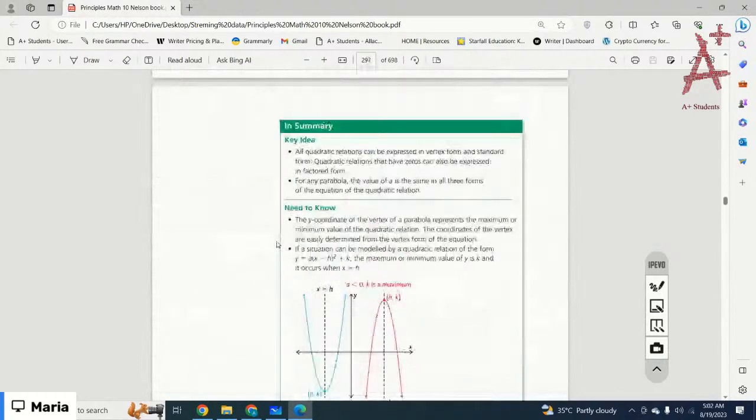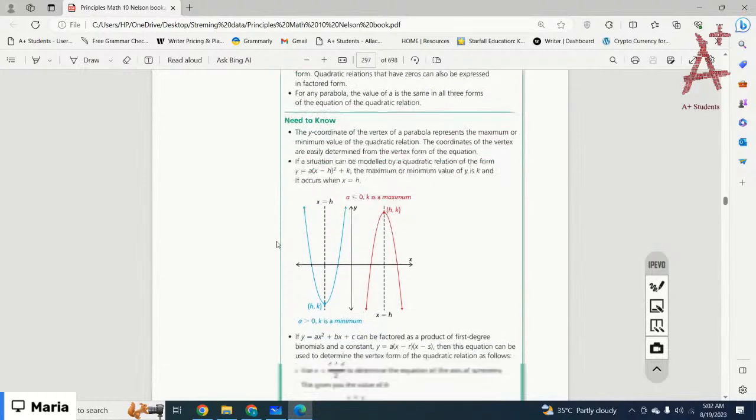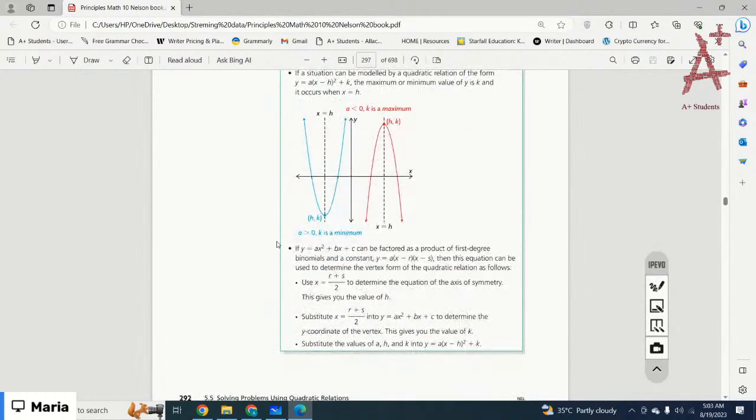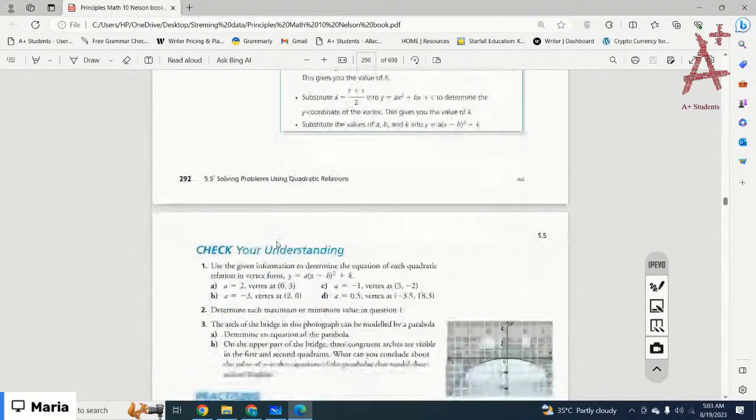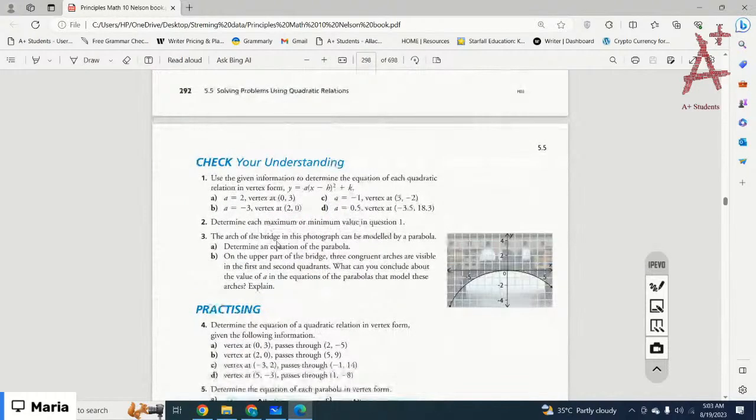All quadratic relations can be expressed in vertex and standard form. Quadratic relations that have zeros can also be expressed in factored form. For any parabola, the value of a is the same in all three forms of the equations of a quadratic relation, right? Okay, let's just start with the practice questions.